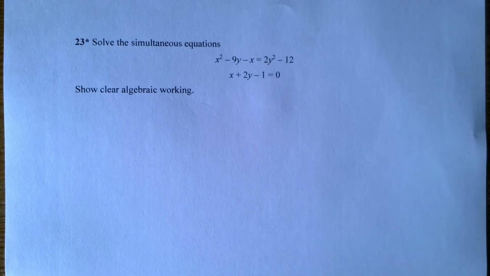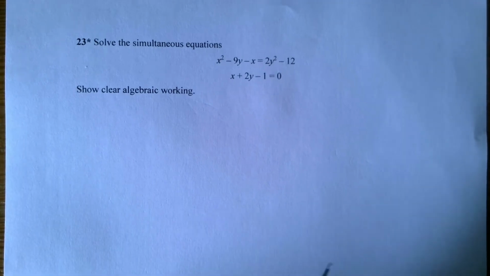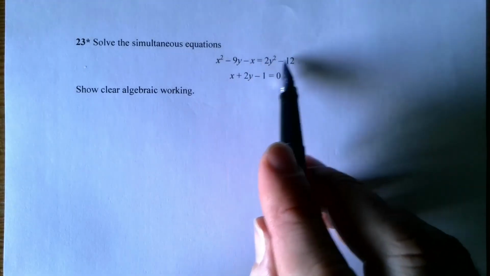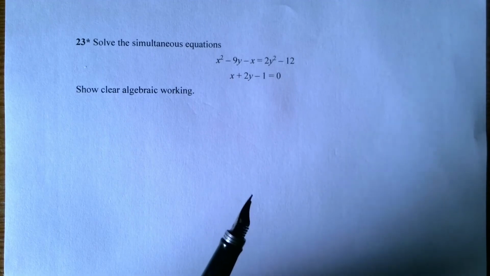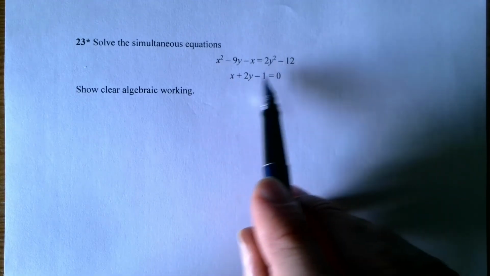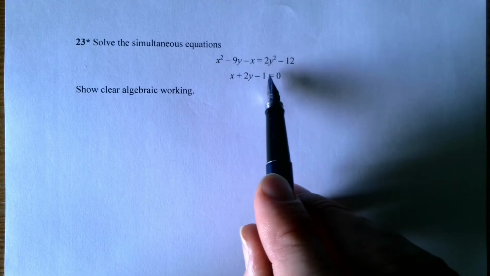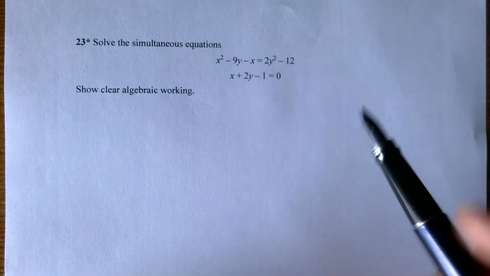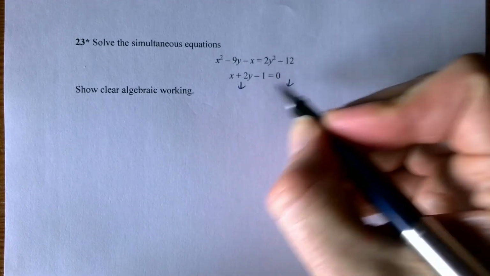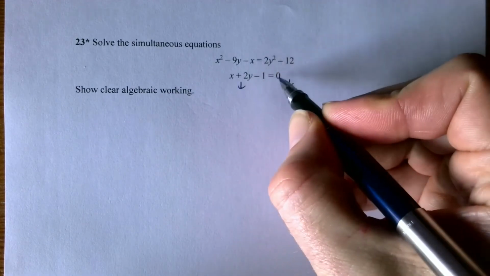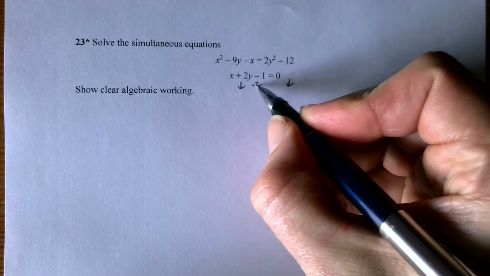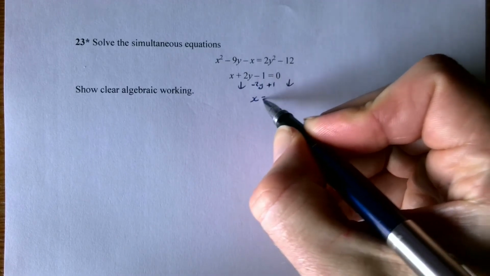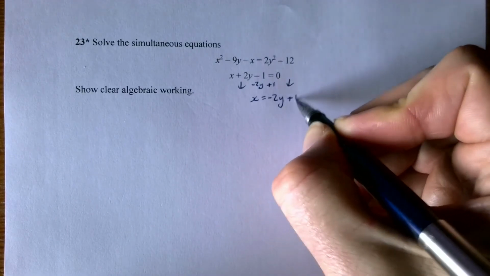And so we come to the last question on the paper, and it is solving simultaneous equations. And we've got a quadratic on the top. Actually, it's a kind of circle on the top. What we're going to need to do is substitute in for x or y. It's going to be x, which is going to be easier. If I make x the subject of this formula by taking 2y and adding 1, that would give me x equals minus 2y plus 1.